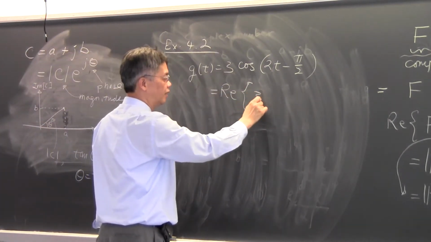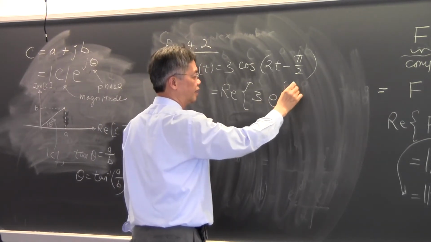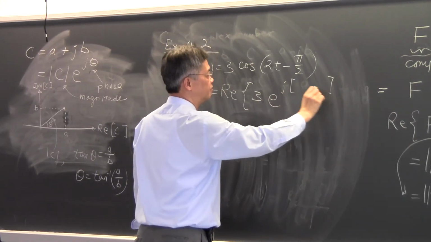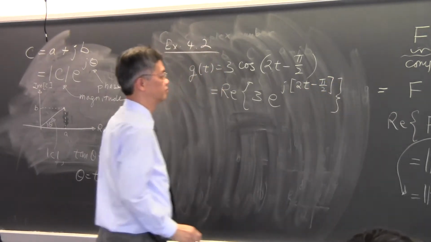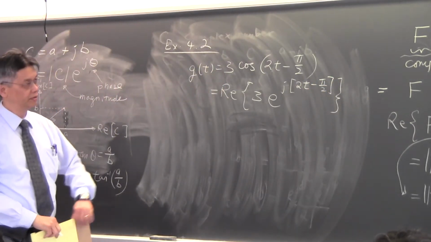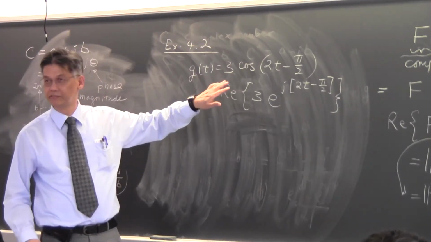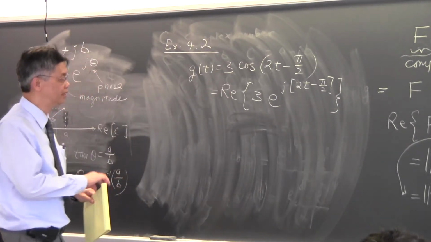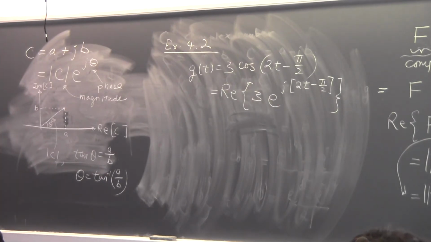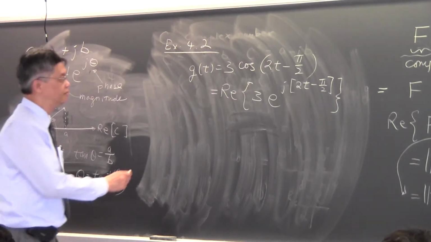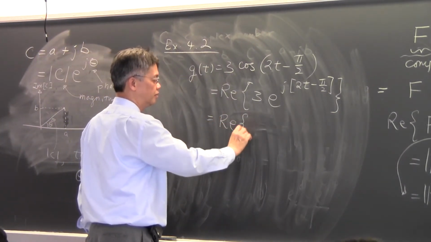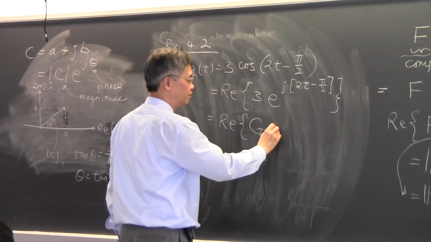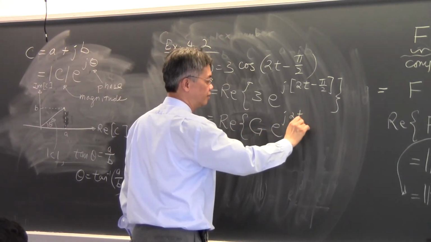It must have the 3. It must have e to the j. And the phase angle must be 2t minus pi over 2. If you were to do this in the reverse order, you get back the above line. Okay? So it's rather simple. It's just that you have to remember Euler's identity and all those things. Okay? And this number g, I can say that this is the real part of g times e to the j 2t.